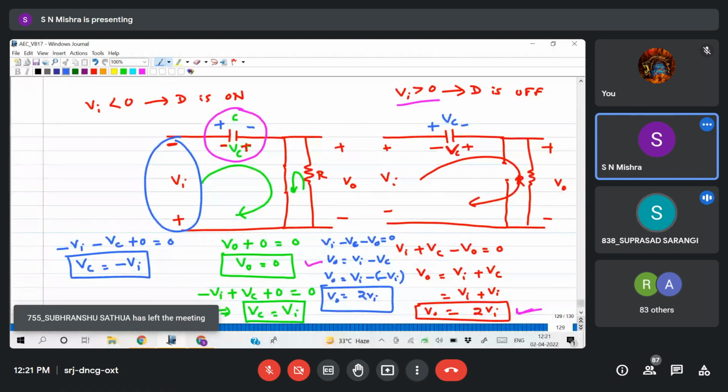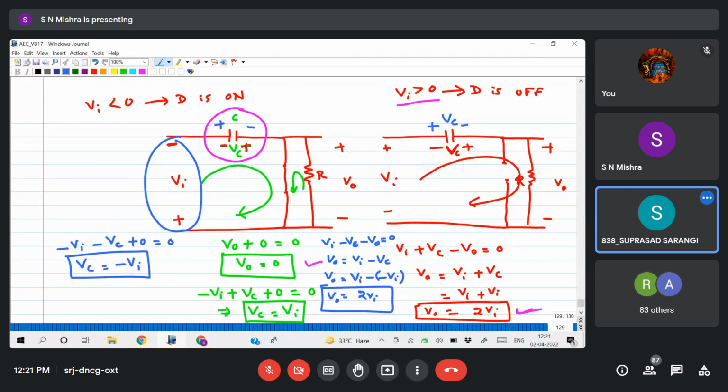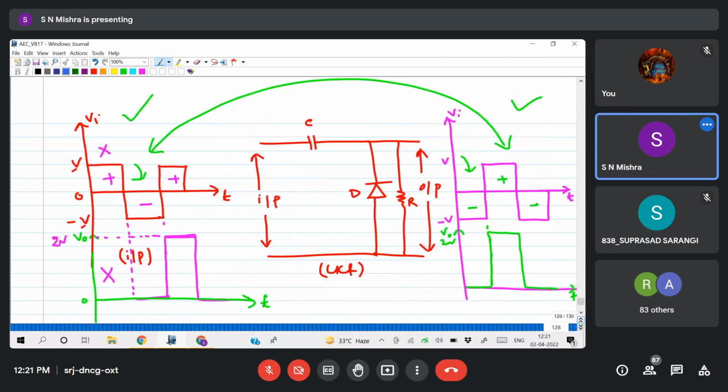Yes. Sir, can you explain the previous waveform once again? The previous one. This one. Yes sir, yes sir. First one or second one? Sir, first case sir. First case.